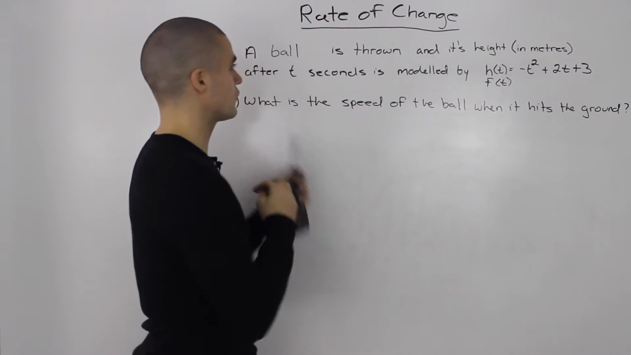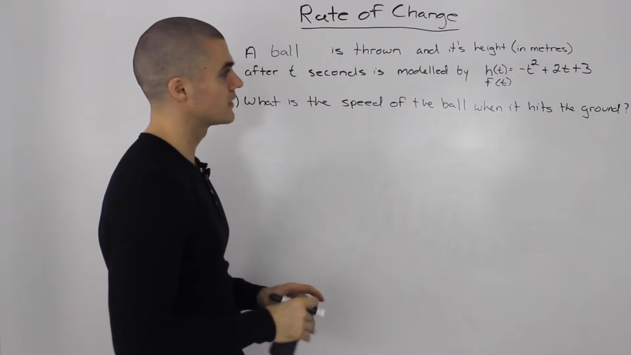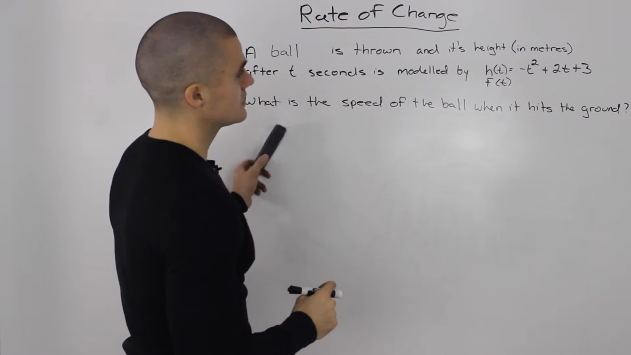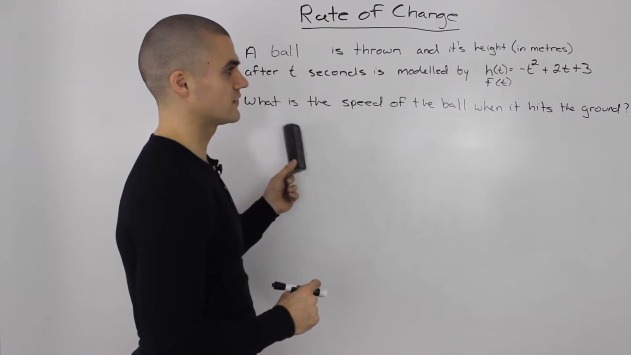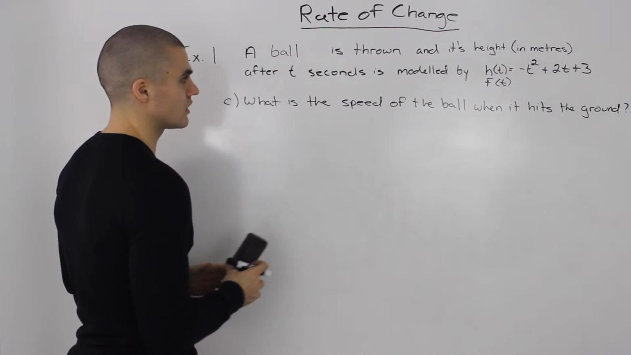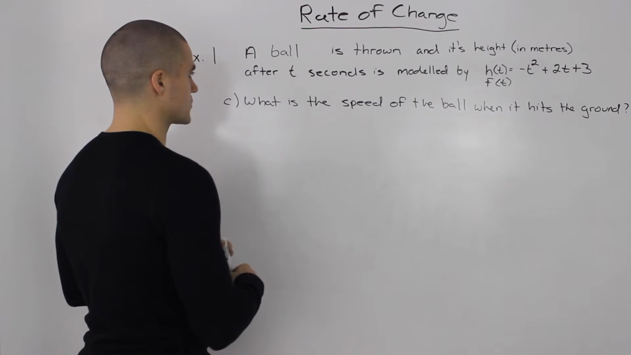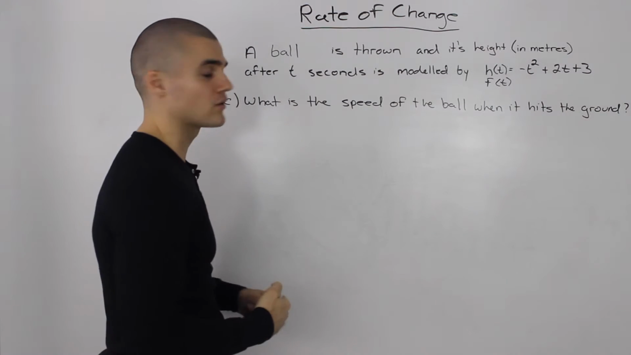Part C, for example 1: what is the speed of the ball when it hits the ground? Now, this kind of question, a lot of students I notice don't get it on the test, and a lot of teachers like to put this type of question on the test because there's a lot going on here. You have to really understand what's going on. So what is the speed of the ball when it hits the ground?